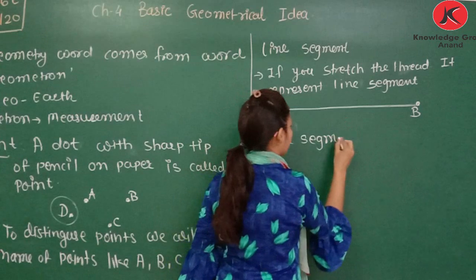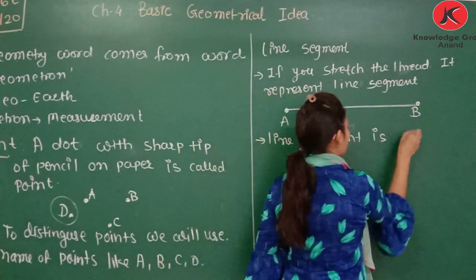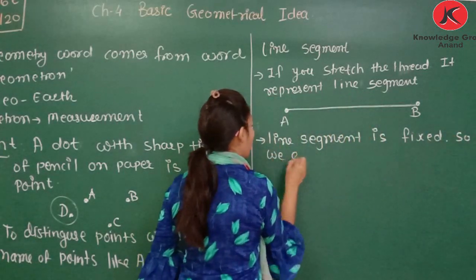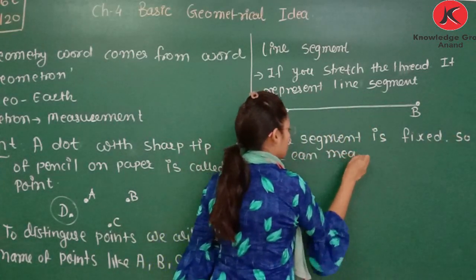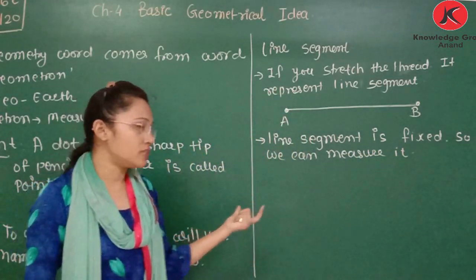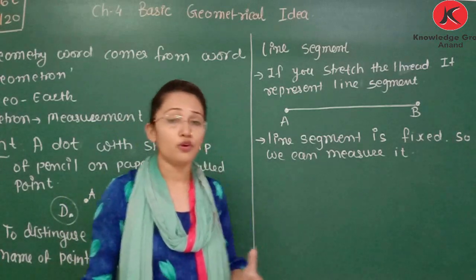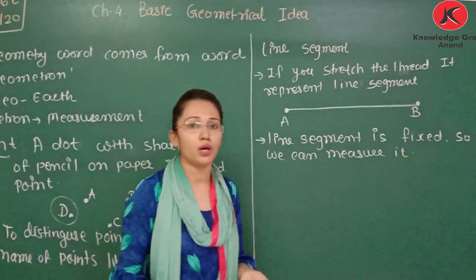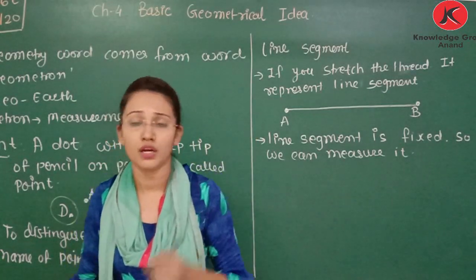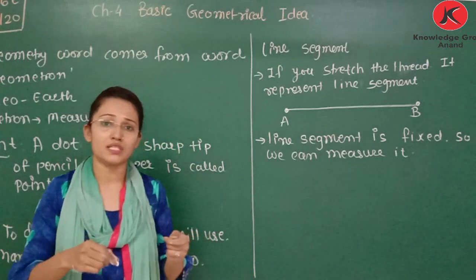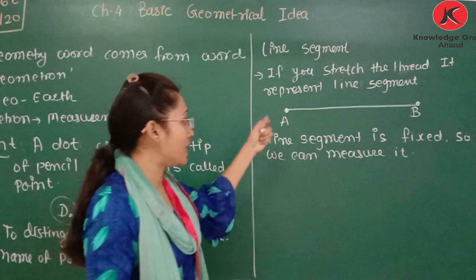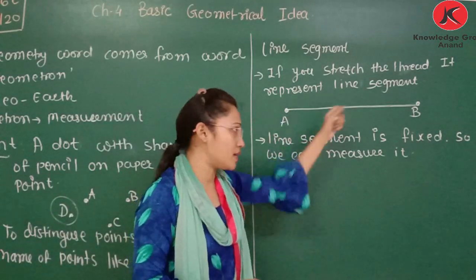So we can write: line segment is fixed, so we can measure it. Every line segment is of fixed length. If I ask you to draw a line segment of 5.5 cm, you will take a scale and measure 5.5 cm on paper. This way line segments are fixed. We can measure the line segment.